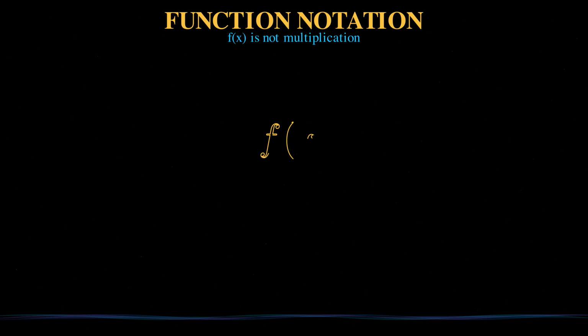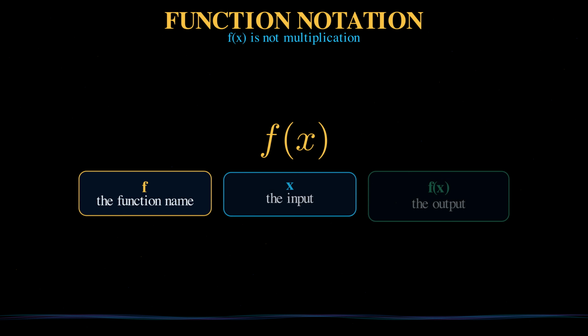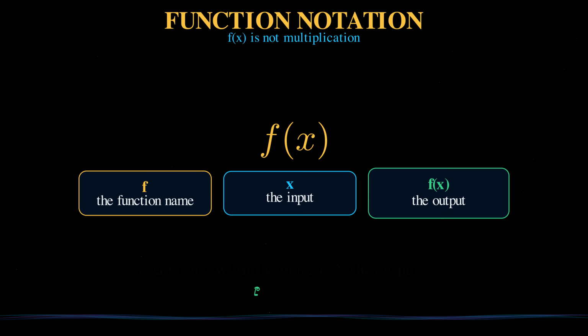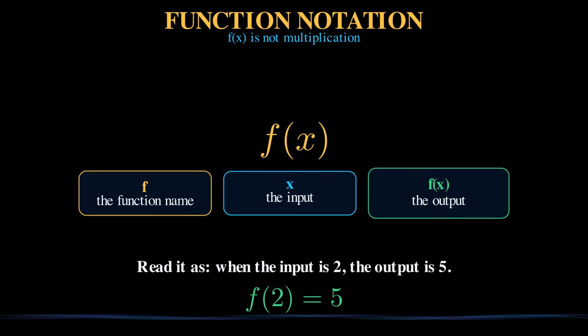Now we need notation. When we write f of x, we are not multiplying f by x. We are saying, the function f receives the input x. The result is called f of x. So f of 2 equals 5 means, when the input is 2, the output is 5. Function notation is just a compact way to talk about input and output.